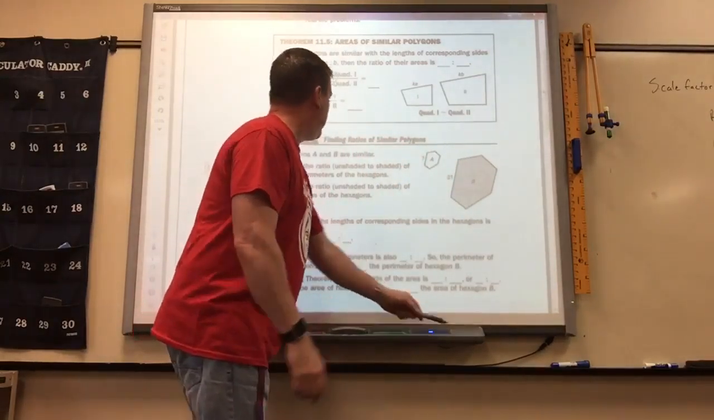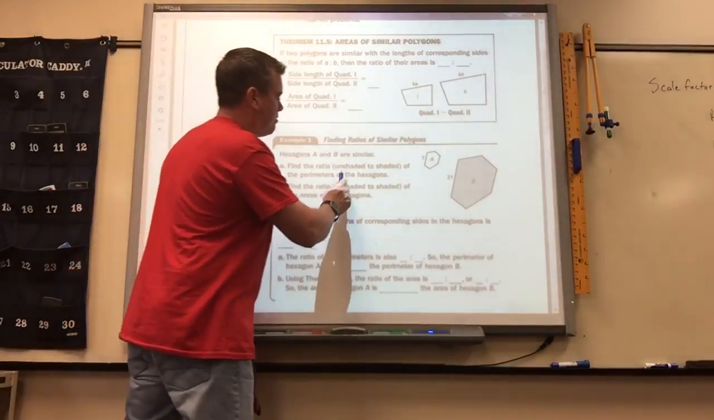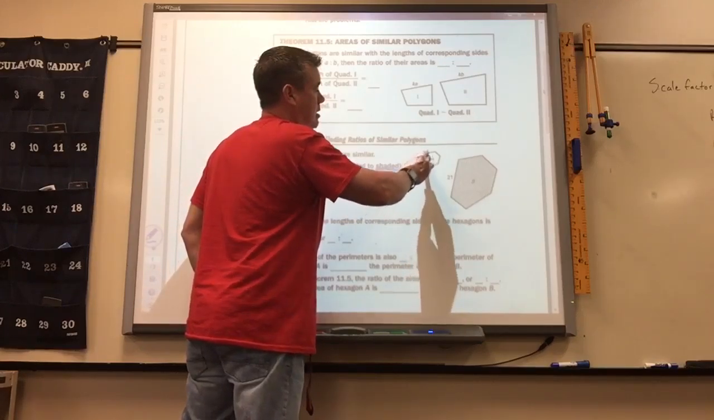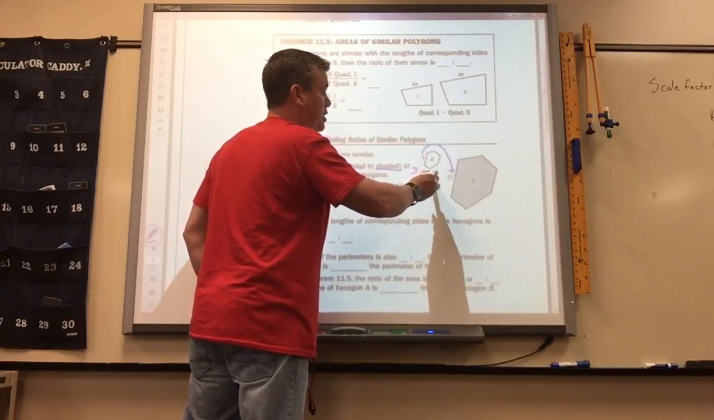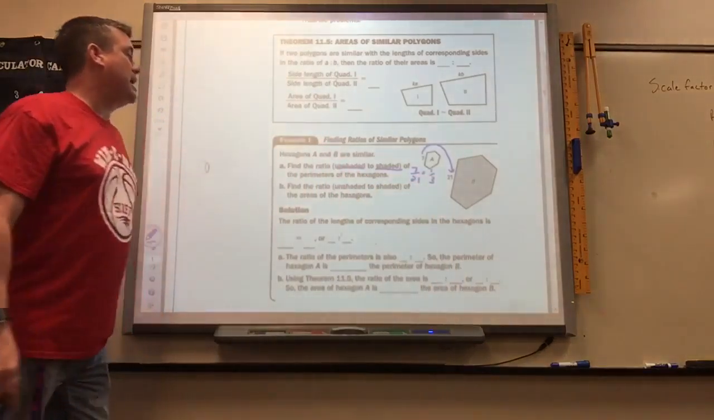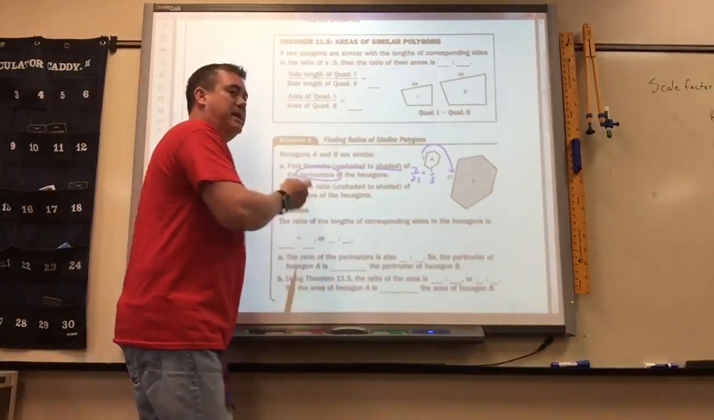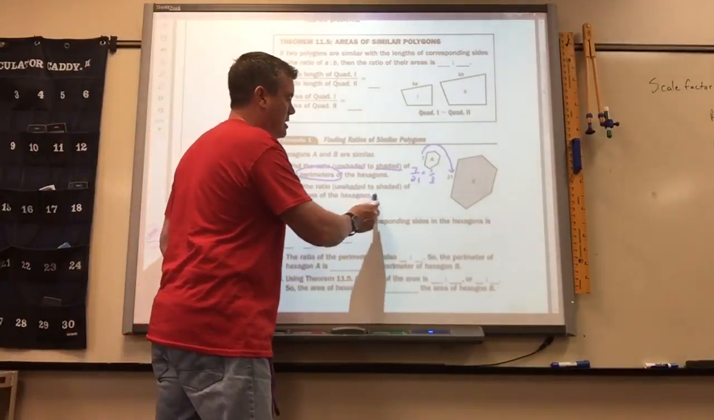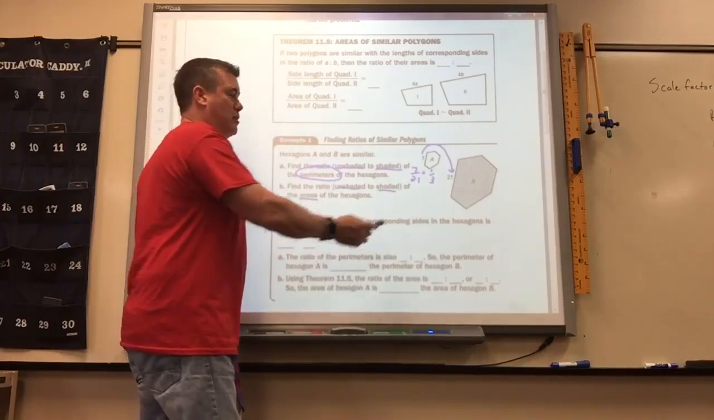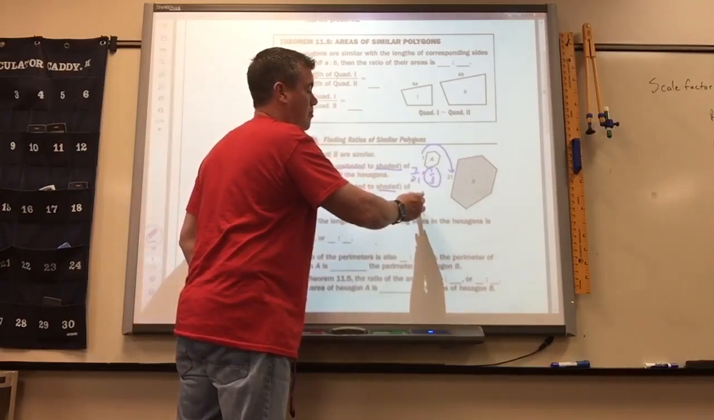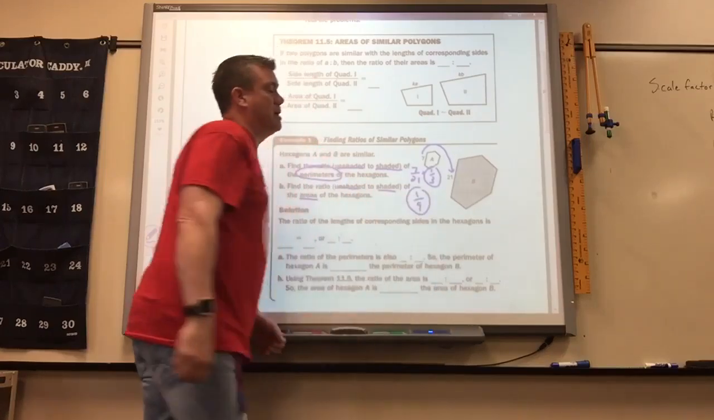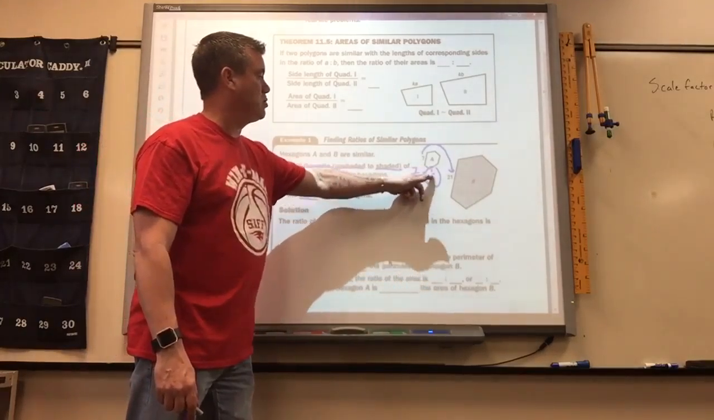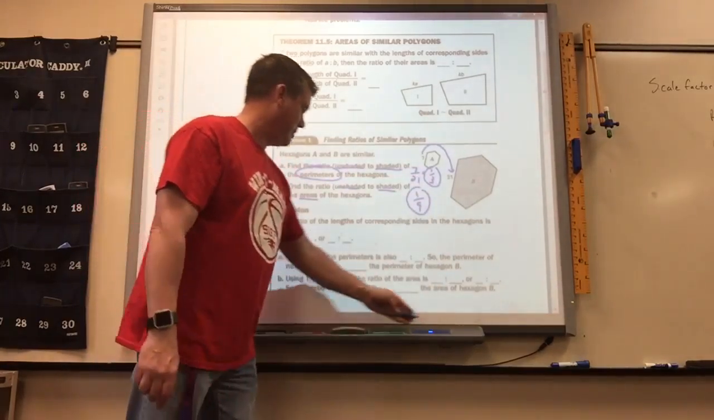So here they say find the ratio of the unshaded to shaded. So that means I got to take 7 to 21. It reduces to 1/3. So that's the ratio of the perimeters, because it's the same as the scale factor. And then the ratio, again, unshaded to shaded, of the areas would be 1/9. Because remember, you gotta square it. The ratio of the areas is squared. So square the 1, 1 squared is 1, square the 3, you get 9.